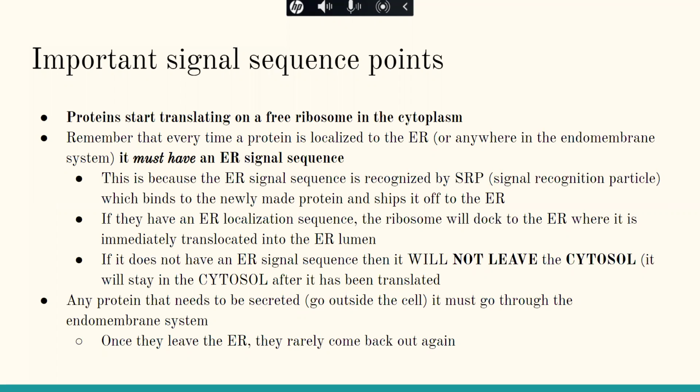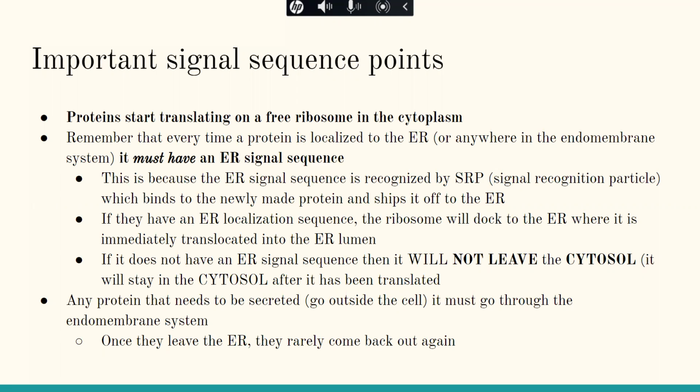So an important part of protein trafficking is that proteins start translating on a free ribosome in the cytoplasm. So all the proteins that you have originally will be made in the cytoplasm on a ribosome. So every time a protein is localized to the ER, it must have an ER signal sequence. Signal sequences are kind of like a zip code. They tell you where your protein's going to end up. The signal sequence is translated with the protein, so it's a piece of the protein. It's usually on the N terminus, but I think we'll go through that in a few slides.